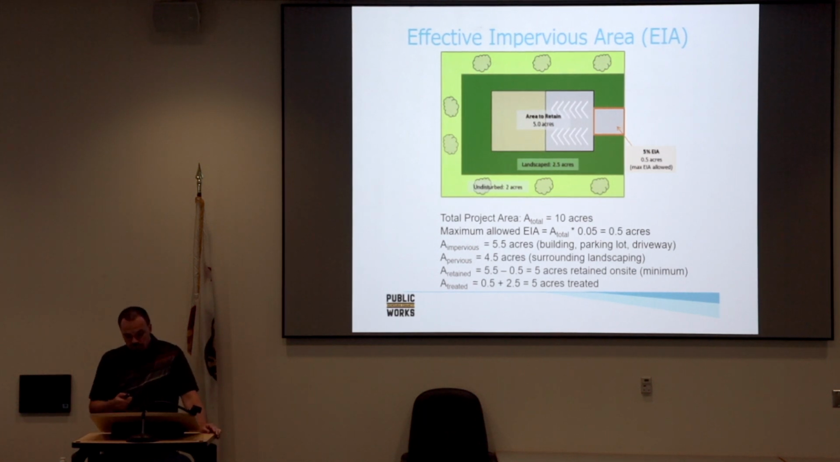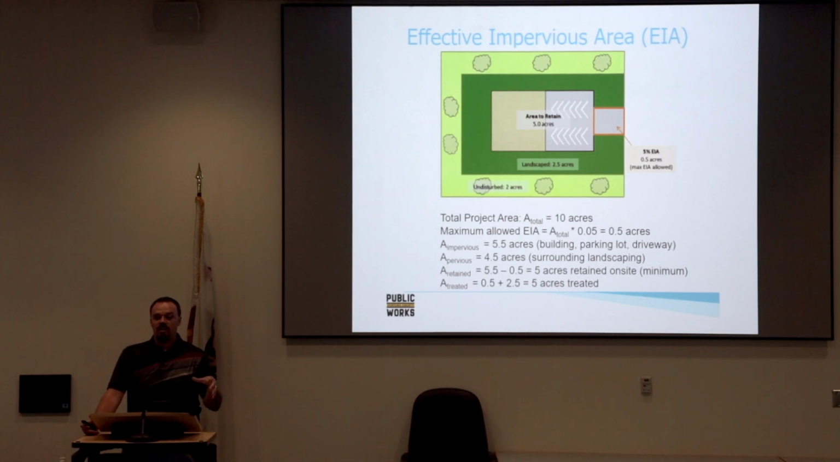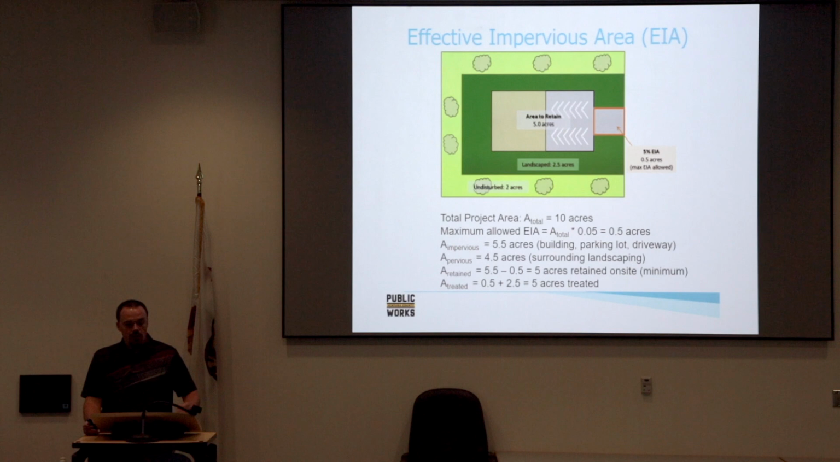So in this example, the first calculation is, okay, I'm allowed 5% effective impervious area that I don't have to retain on site. So the first calculation is, what is my maximum allowed EIA? Your total site is 10 acres, times 5%, you get 0.5 acres you don't have to retain. For simplicity, I just show the driveway as the 0.5 acres here. And this is right out of the technical guidance manual. I think it's figure 2-2, I believe, but don't quote me on that.